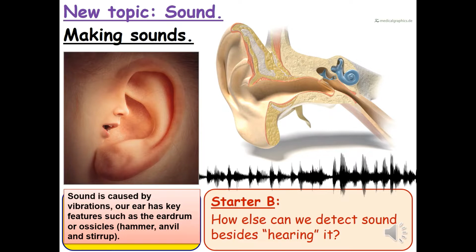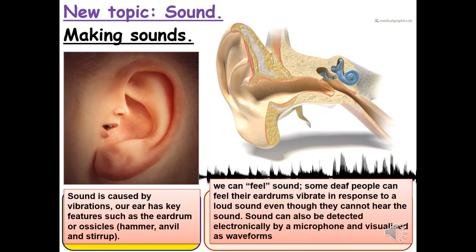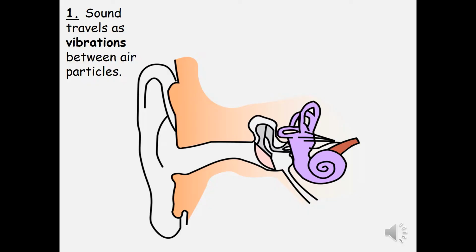Now, apart from that, how else can we detect sound besides hearing it? Of course, we can feel sound. Some deaf people can feel their eardrums vibrate in response to a loud sound even though they cannot hear the sound. Sound can also be detected electronically by a microphone and visualized as waveforms.